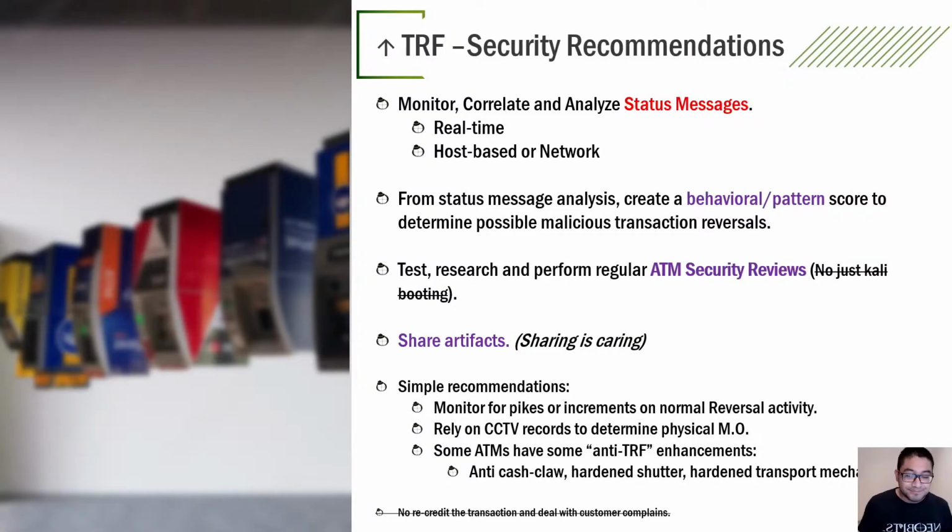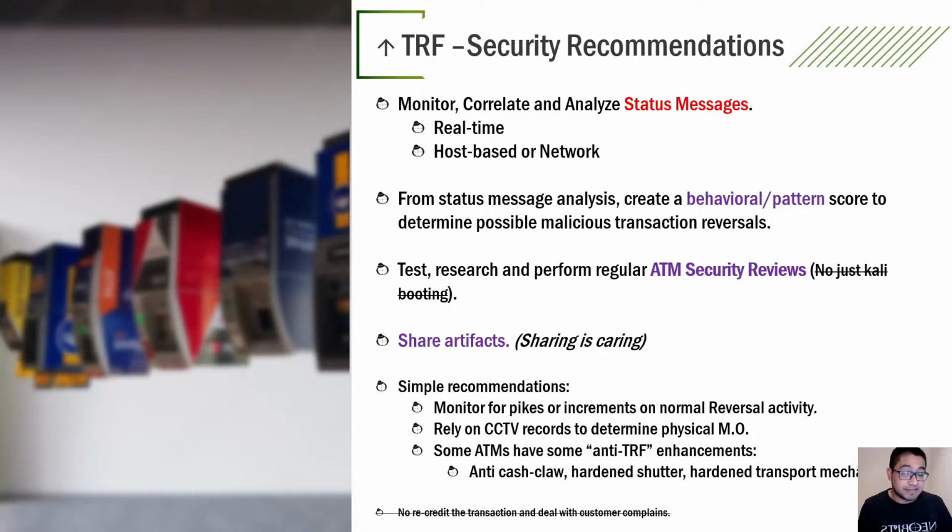So at the end of this talk, what I want to say is some recommendations, but I will go upside down, because I have found this recommendation somewhere that is to not recredit the transaction and deal with customer complaints. That means that if I go to the ATM and I try to make a normal, legit transaction, and the ATM doesn't have the money, but they already deducted that money from my account, they will not recredit that amount in my account. So I will have to go to the bank and complain and say, hey, you have to give me my money back. This is for me like the worst recommendation that somebody can give, but it's okay.